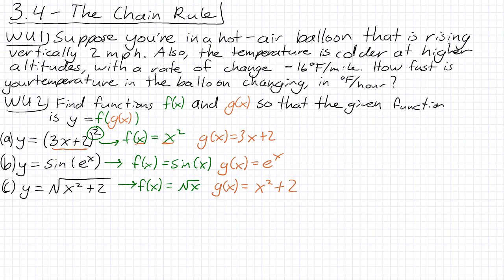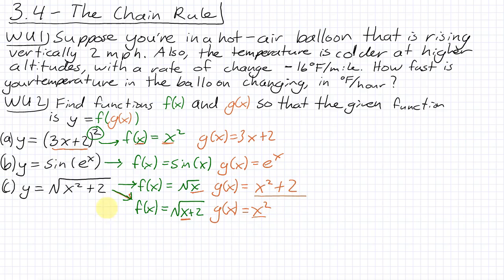I also want to point out there's other possible answers for these. So here's another answer for part C I didn't think of before, which is you could say the f of x could be the square root of x plus 2, and then the g of x that goes with that would just be x squared. And still, when you replace this x with x squared, it works out the same way as if you replace this x with x plus 2 squared. So there's a variety of ways to do it.